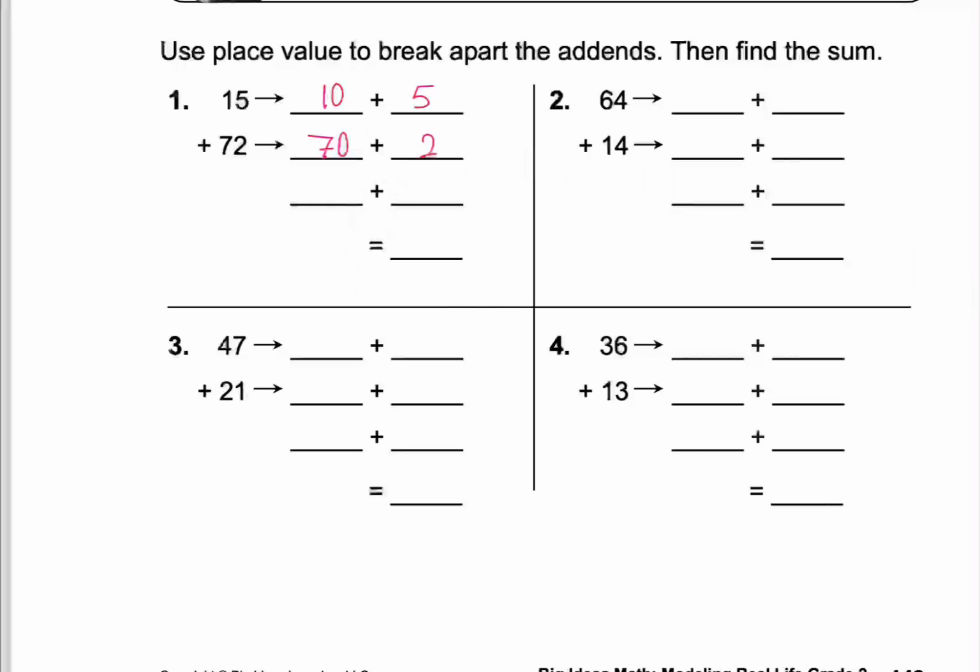Now we add the tens and add the ones. 10 plus 70 equals 80. 5 plus 2 equals 7. For the last step, we add these two together. 80 plus 7 equals 87. Any problems? Okay, let's move to the next lesson.